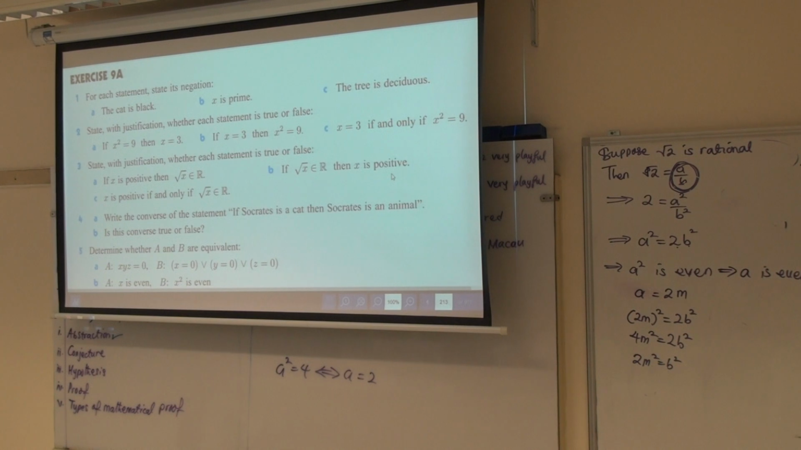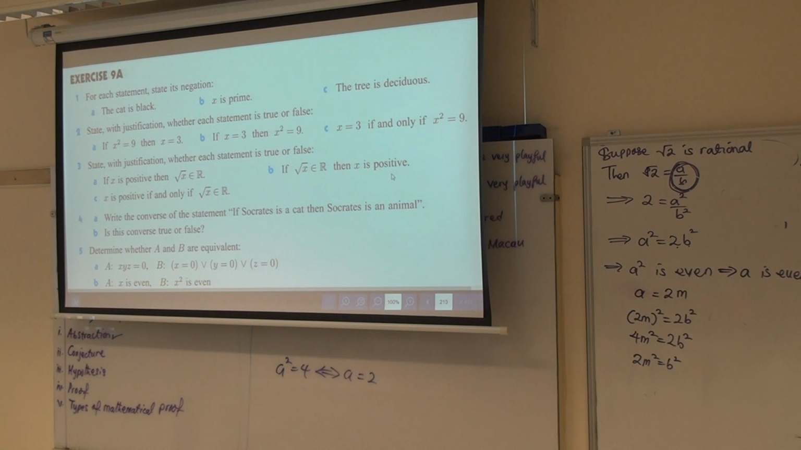So it's true. What about B? If the square root of x belongs to R, then x must be positive. If the square root is in R, then x is positive. Is that true? Of course. You can only have the square root of a negative number be a complex number. So x has to be negative for the square root not to be in R.